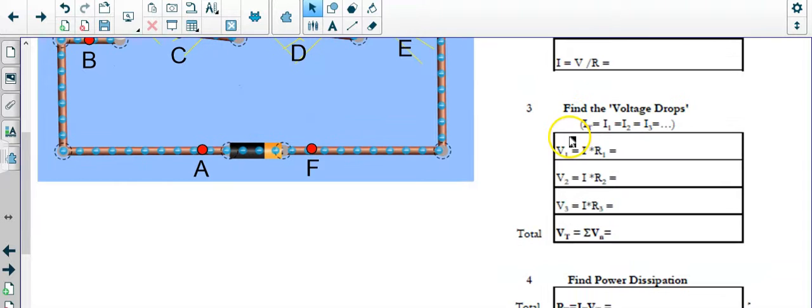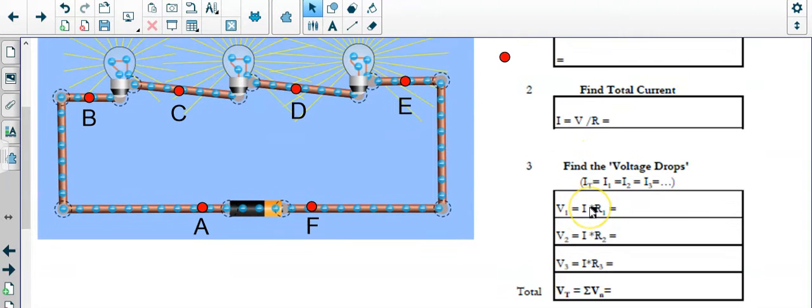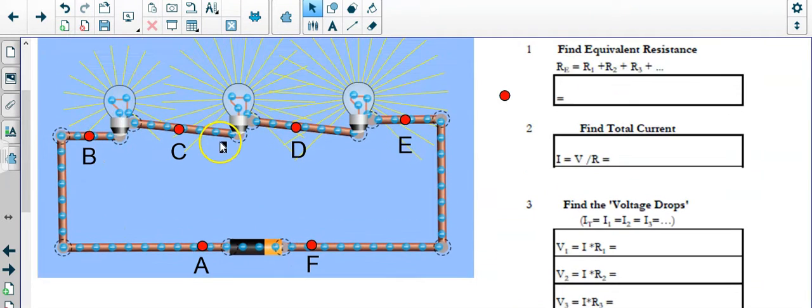Now, step number 3 is a little trickier, but when we get to each light bulb, we have to find what's called the voltage drop. That's the energy spent by the battery in pushing an electron through these different light bulbs. Since these 3 light bulbs were purposely made to be of different values, you're going to learn that each light bulb requires a different amount of energy drawn from the battery to cross the bulb.